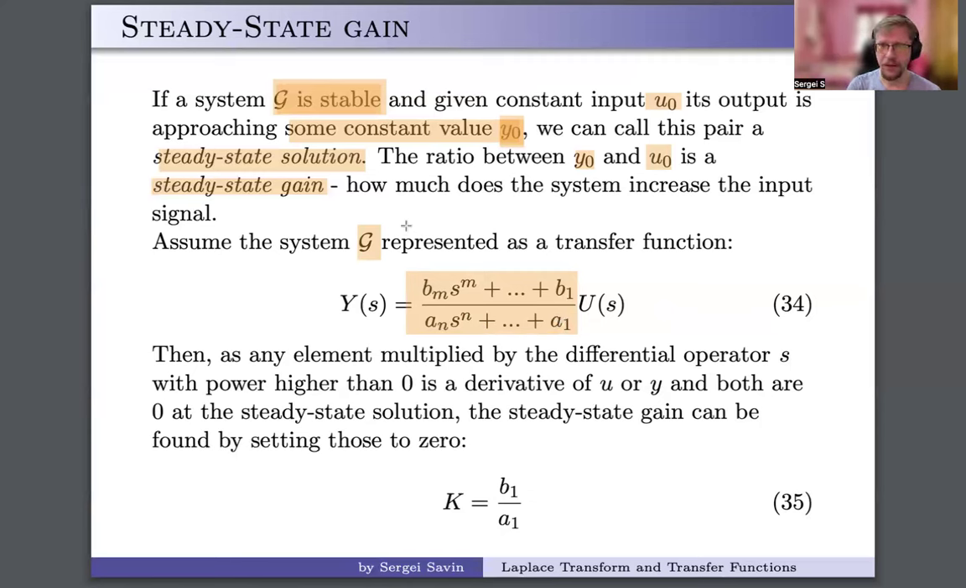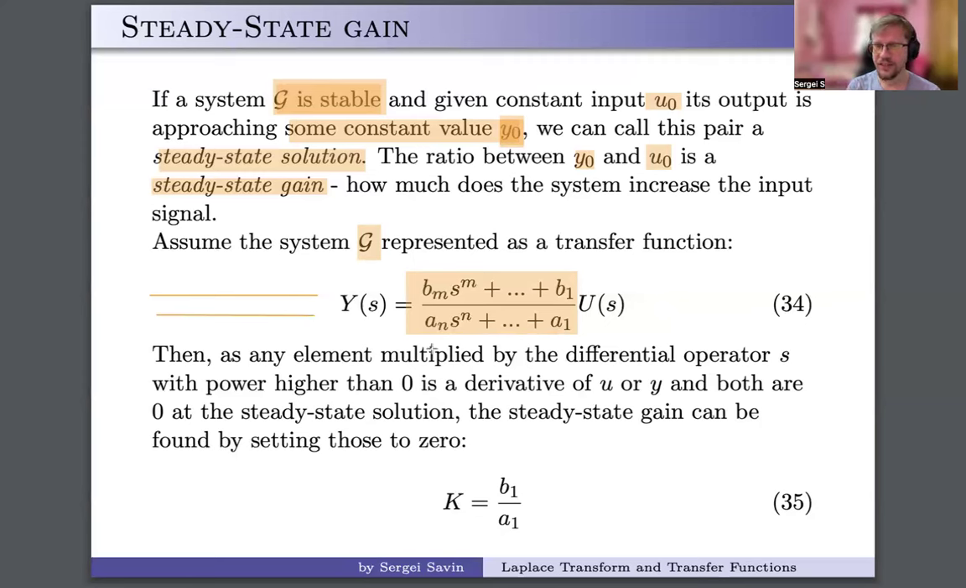Okay. Now, if both u and y are at steady state, then it means that the derivatives are equal to zero. Steady state means they're constant, basically. They no longer change. So the graph looks like a horizontal line. This is a graph for y. This is a graph for u. They should be horizontal lines. That means their derivatives are equal to zero.